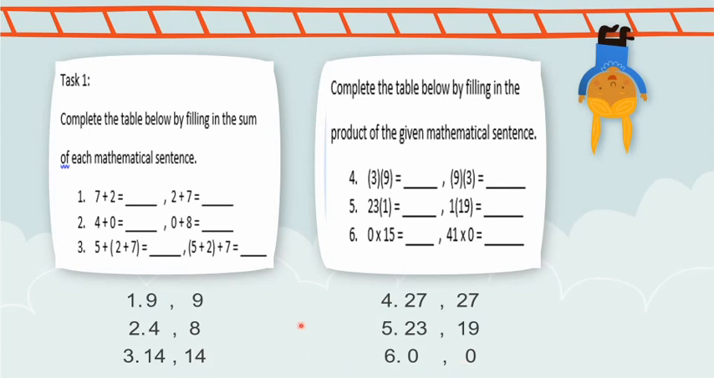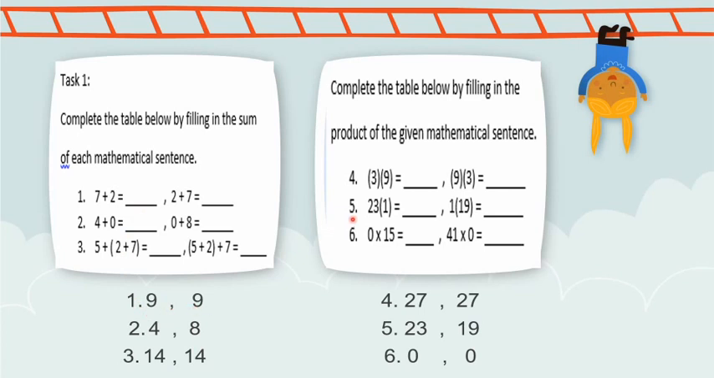Now, let me ask you, what do you notice with the given mathematical sentences in our task? Take a look at question number 1. We have here 7 plus 2 is equal to blank and 2 plus 7 is equal to blank. So the sums are both equal to 9. And if you notice, the position of the addends in these two mathematical sentences interchange, or the order of the addends interchange, but still the sums are both equal to 9.